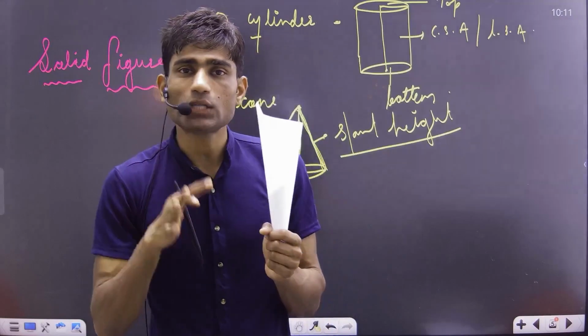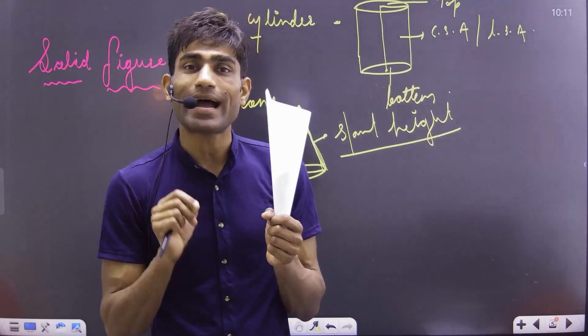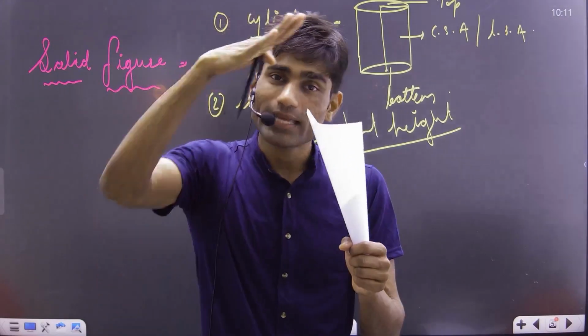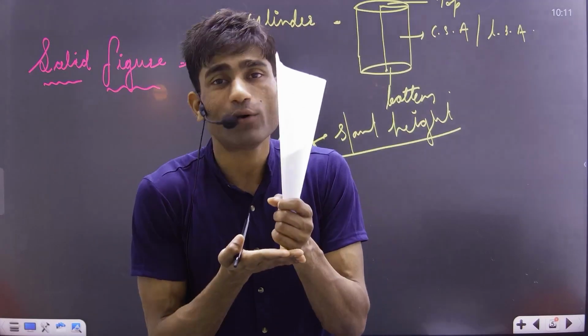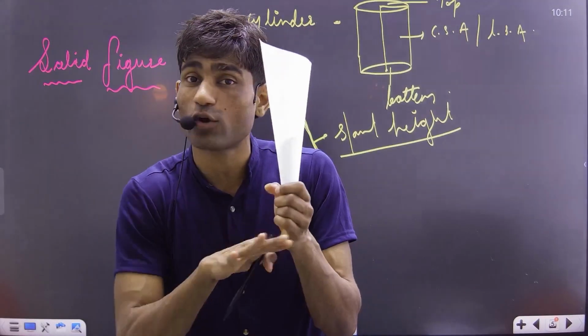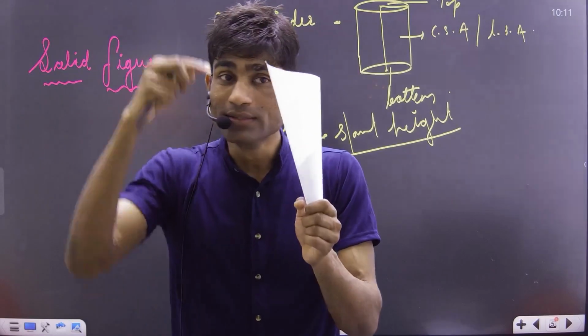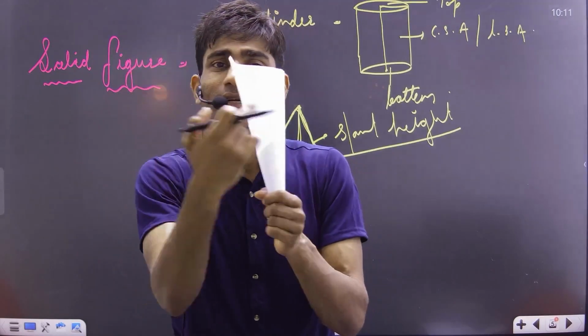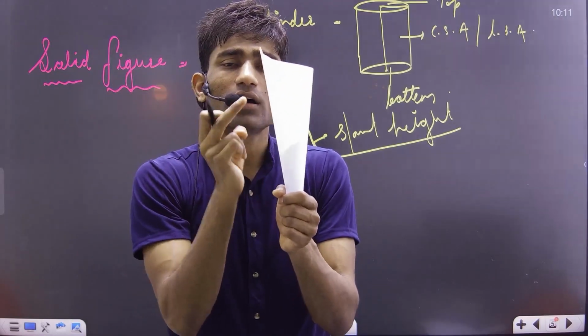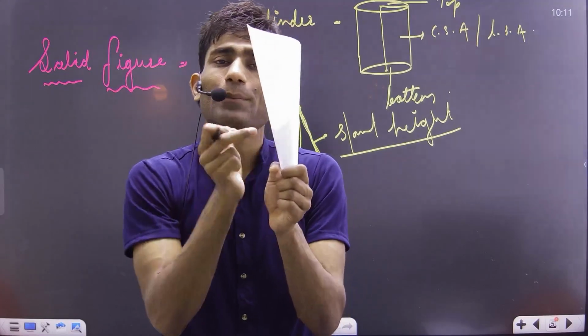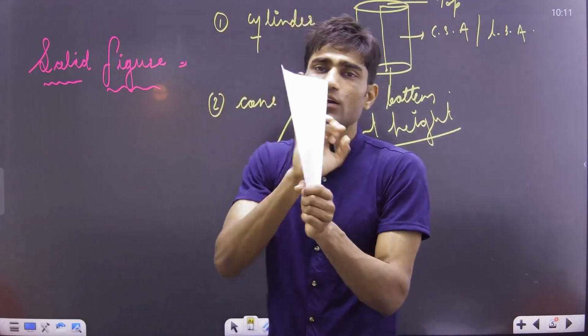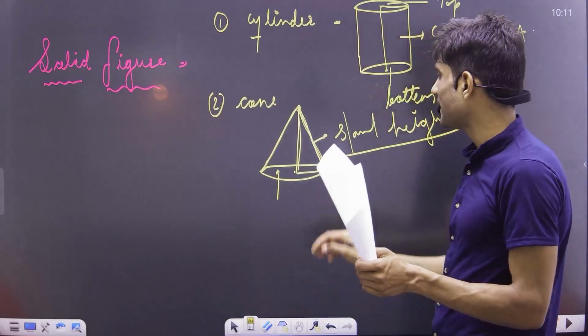Now in the case of a cone, the total surface area is defined as the area of the top, as we don't have anything from the bottom here, so we cannot consider anything from the bottom. That means the area of the top plus the curved surface area or lateral surface area for this cone.